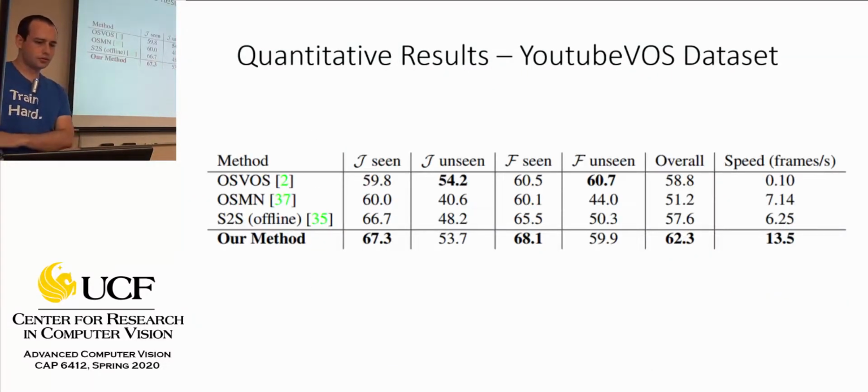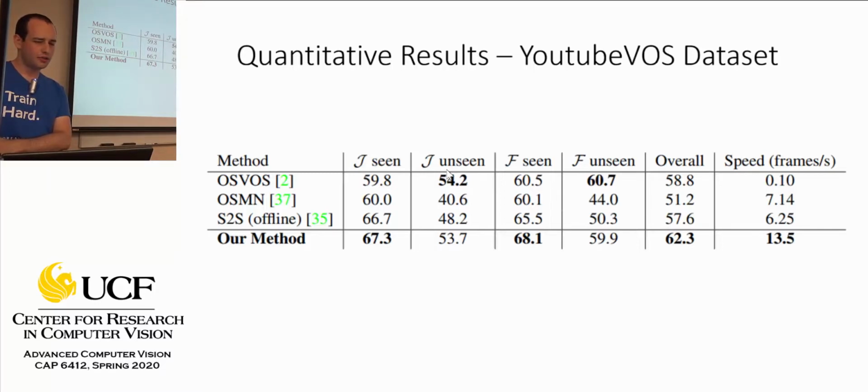The one-shot video object detection method seems to be better on the unseen categories, and they do use the ImageNet pre-trained weights on the base network. Do you think that's the reason that they do a little bit better on the unseen category, or what's your thought about that?